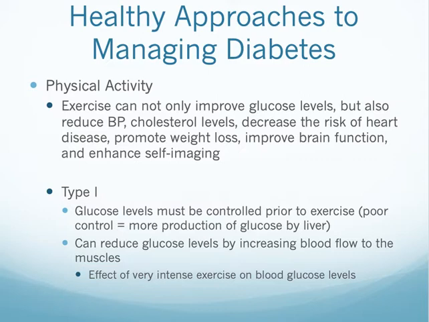Type 1 diabetes requires that blood glucose levels be fairly well controlled before exercise. When glucose levels are poorly controlled, the liver's production of glucose actually increases, which can result in higher blood glucose levels during exercise. Higher blood glucose levels can also occur transiently after very intense exercise, such as sprinting or heavy resistance training. When blood glucose levels are controlled, moderate intensity exercise can reduce blood glucose by increasing blood flow to the muscle cells, which also increases the rate of glucose absorption into the cells.